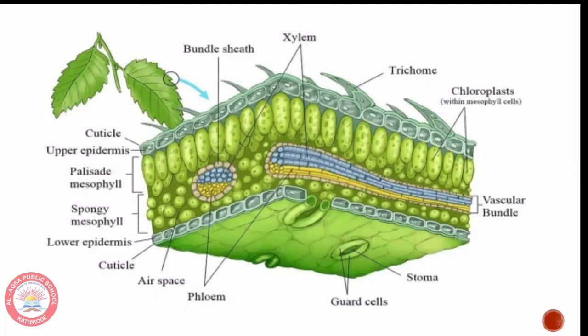Observe this picture. Look at the topmost layer and the lowermost layer. It is formed of a single layer of cells called epidermis. You can note the upper epidermis and the lower epidermis. It is actually the protective layer that protects all parts of the plant, like the leaf, stem, root, and all the parts of the plant.